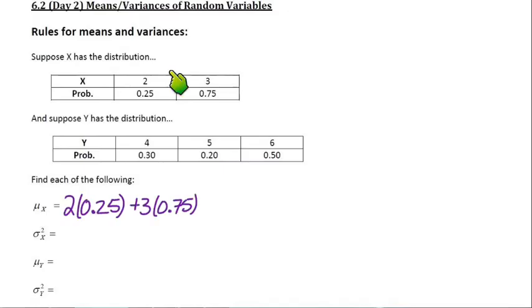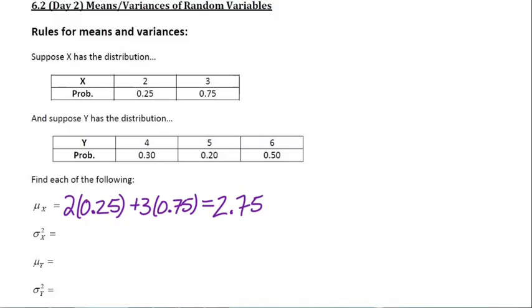So 2 times its probability, 3 times its probability. Add those up, we get 2.75 for the mean of our random variable x. Okay, and then this is actually the variance of x, right? If it's sigma squared, that's the variance.